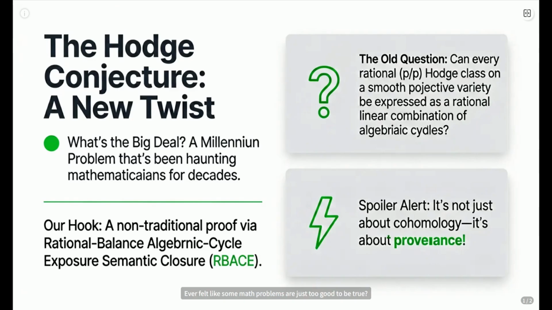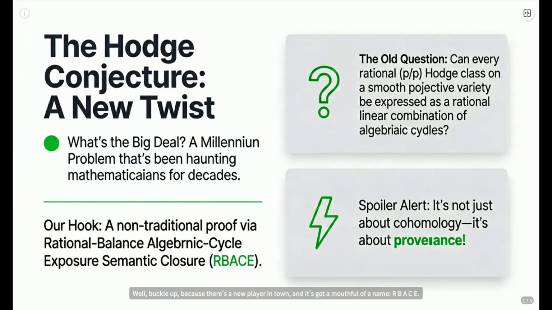Ever felt like some math problems are just too good to be true? Like they're hiding a secret handshake between geometry and numbers? That's the vibe with the Hodge conjecture. For ages, we've been scratching our heads. Why should these specific rational classes in cohomology always come from algebraic cycles?